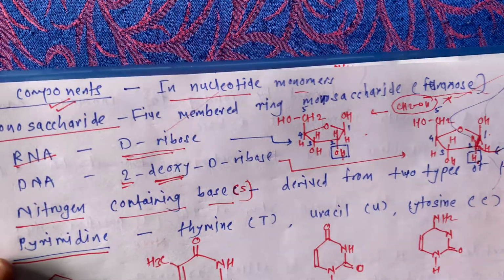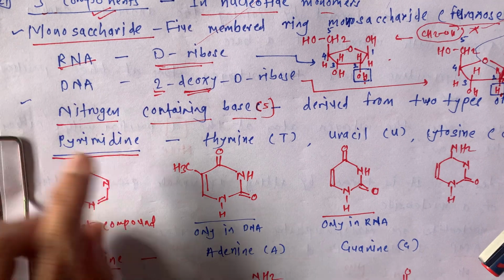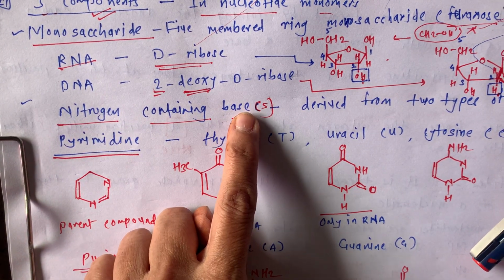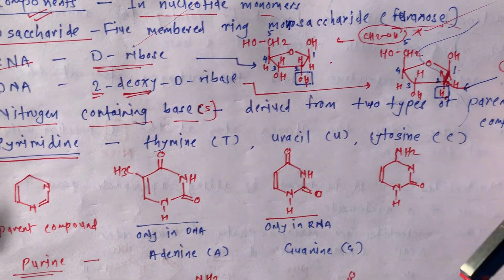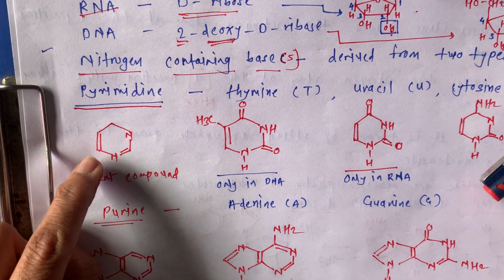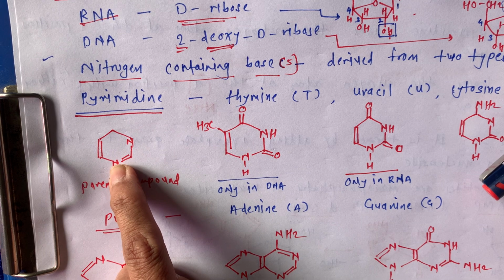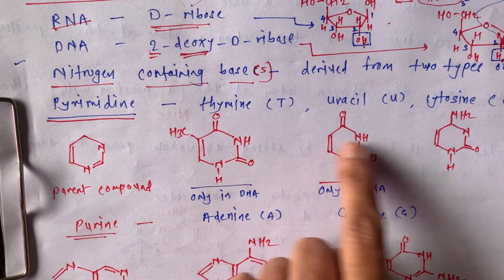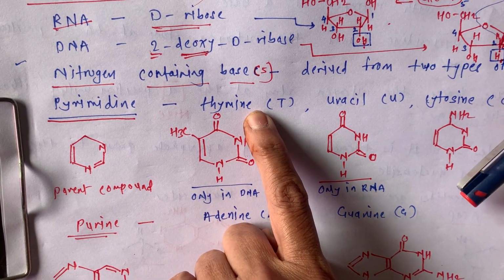Then another important component of this nucleotide is the nitrogen containing base. These are derived from two types of parent compounds. Which are the two parent compounds? One is purine. When there is a 6-member ring, here it is nitrogen, here it is nitrogen. This is the parent compound purine. Now these are the derivatives of the purine. First one is thymine.